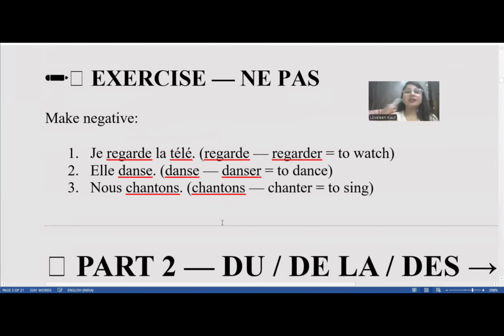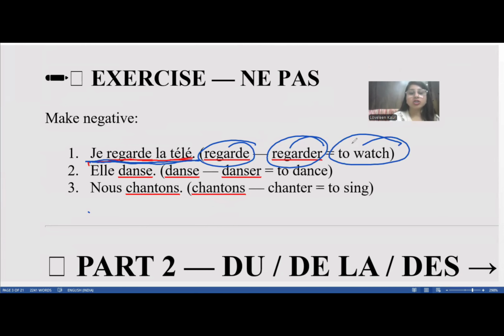Okay. Now let's do some exercise. Now let's see whether you understood or not. If I say, je regarde la télé, télé is a short form of télévision. Je regarde la télé means I watch television. How will you make it negative? Regarde is from the verb regarder, means to watch. So this is the verb. So what will we do?